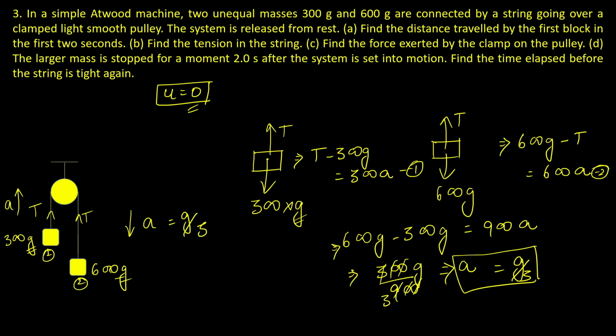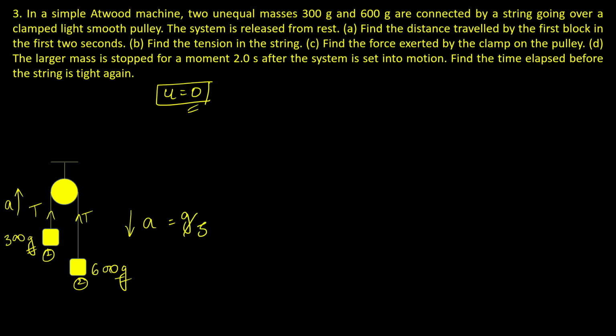Now we already know the acceleration, that is a is equal to g upon 3. Initial velocity is 0. That is already given. And the time is 2 seconds, because we have to find the distance traveled by the first block in the first 2 seconds.